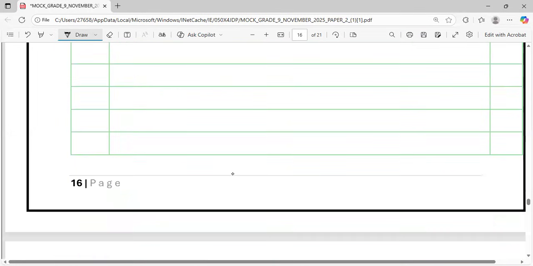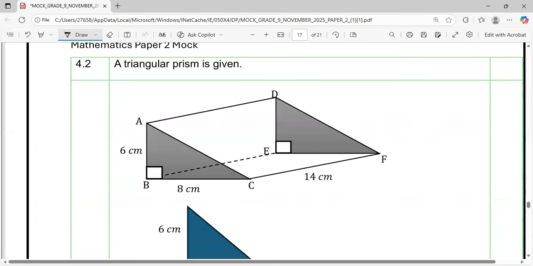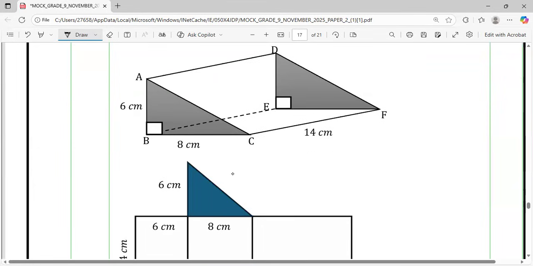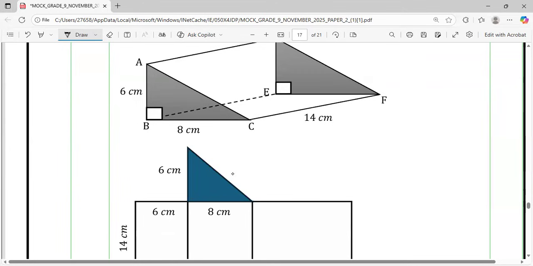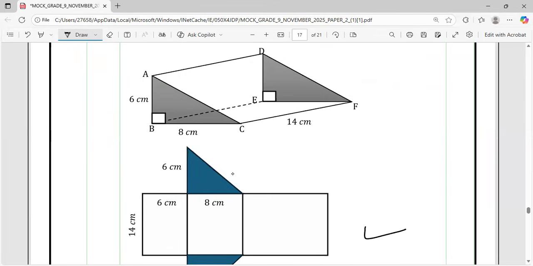And then now coming to this one here. This one is a triangular prism, like it's written there. So a triangular prism, when it is scattered or opened, it looks like this. But when it's assembled, it looks like that. So that's how it looks.